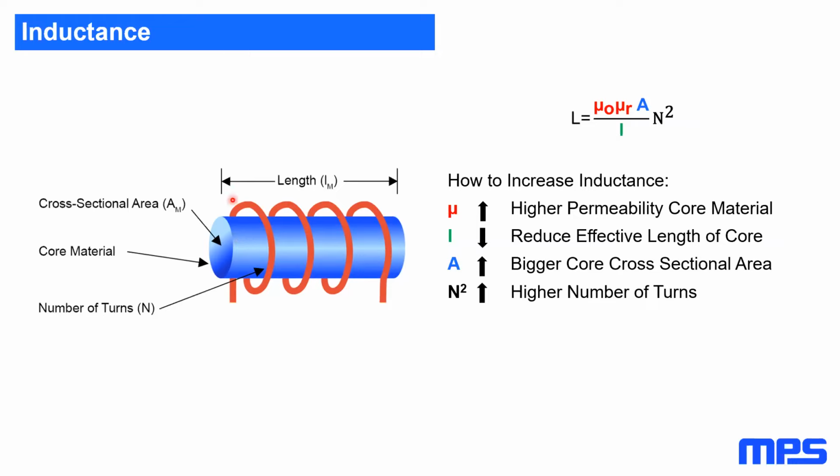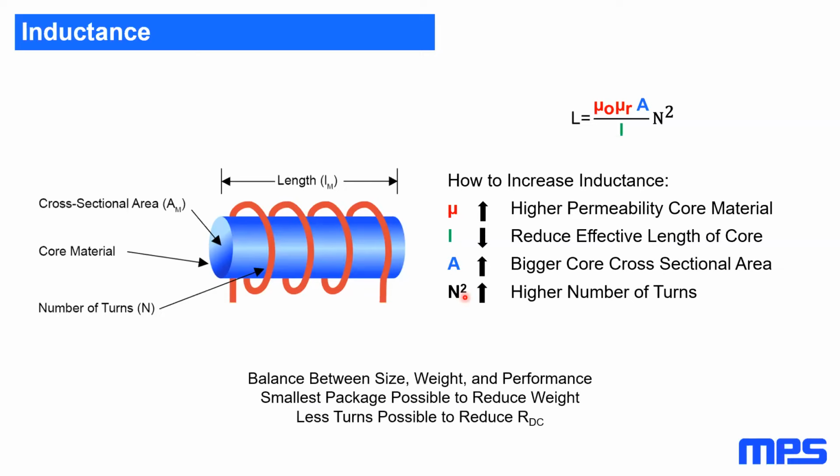And the other option is to increase the number of turns. But if we increase the number of turns, we will have more resistance, and this is also something we maybe don't want. So in the end, what we need is a balance between all of these components. It's a trade-off to get the best size, the best weight, and the best possible performance. So there is no perfect inductor, but a balance of all these parameters is what makes a good inductor. The smallest packages are the target, to reduce the weight. And also we don't want higher resistance, so we need to find a way to have as few turns as possible in an inductor.